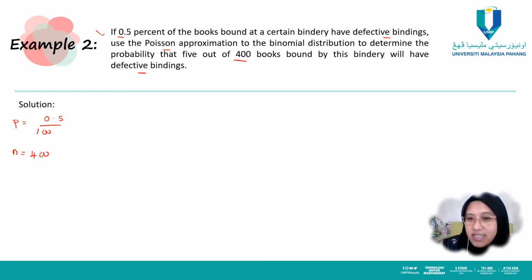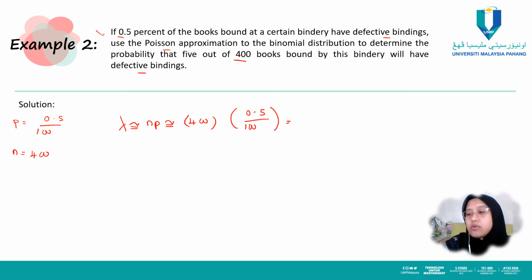If we recall the rough guideline for Poisson distribution approximating binomial distribution, the values for P and N already satisfy the condition. So from here, let's find our lambda. Lambda approximately equals NP, where N is equal to 400, multiplied by P, 0.5 divided by 100. By using our calculator, we will have 2. So lambda is equal to 2.